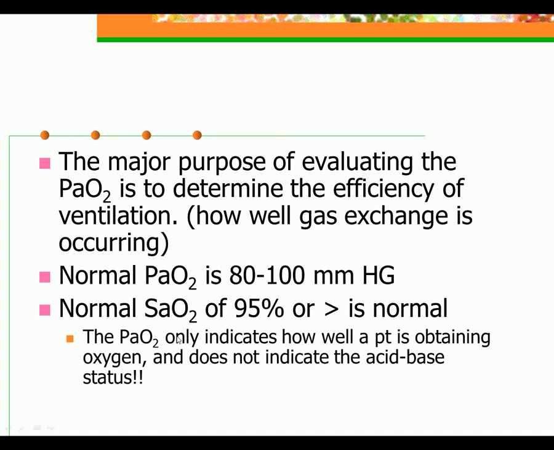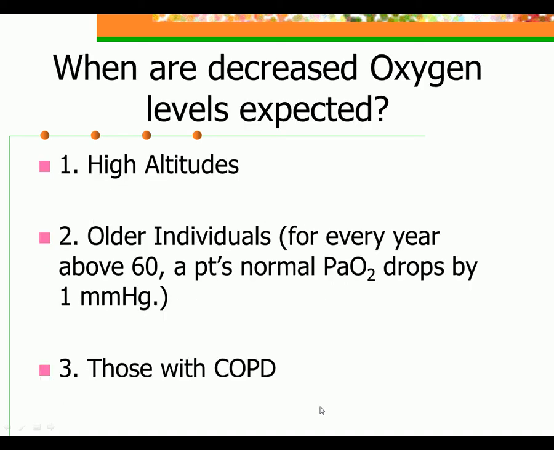This PowerPoint's also trying to tell you that the PaO2 only indicates how well a patient is attaining oxygen and does not indicate the acid-base status, so you don't have to look at the oxygen level to determine acid-base status. When are decreased oxygen levels expected? High altitudes, older individuals, those with COPD, all the above, and it's all the above.